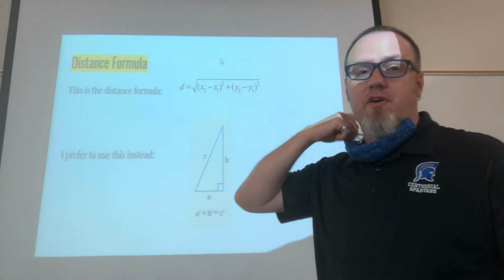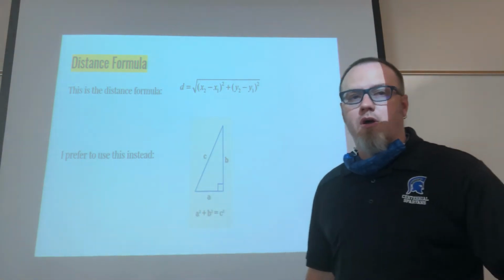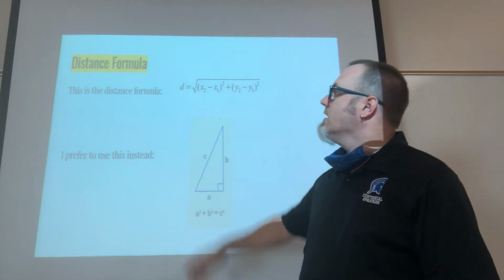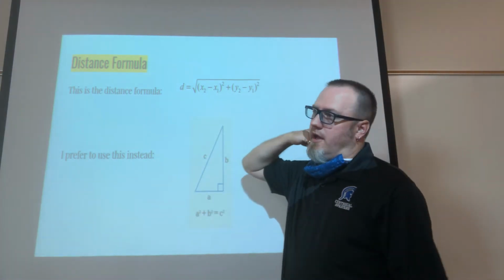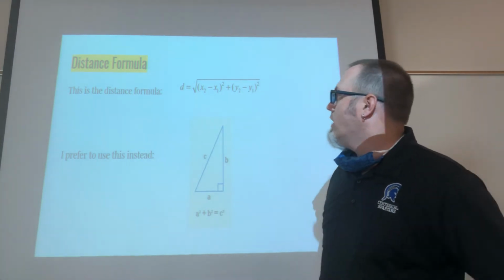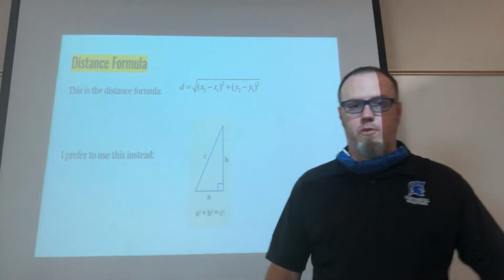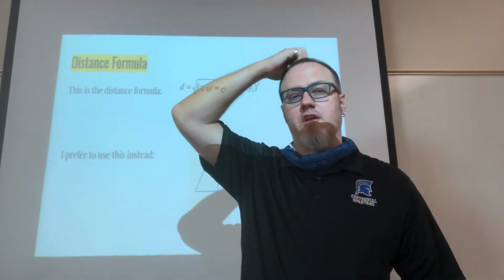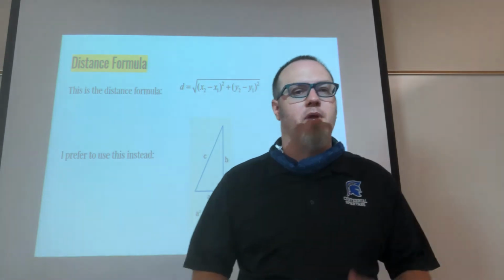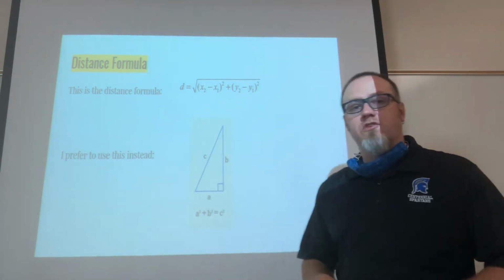So first off, there's the distance formula. If you look in the notes that I gave you a copy of, I put them in the assignment for today. The distance formula is in there, and it's the square root of x2 minus x1 squared plus y2 minus y1 squared. I don't like using the distance formula. I feel like it's kind of confusing. It's kind of like the slope thing for me. I just use something else instead, and what I use is the Pythagorean theorem.